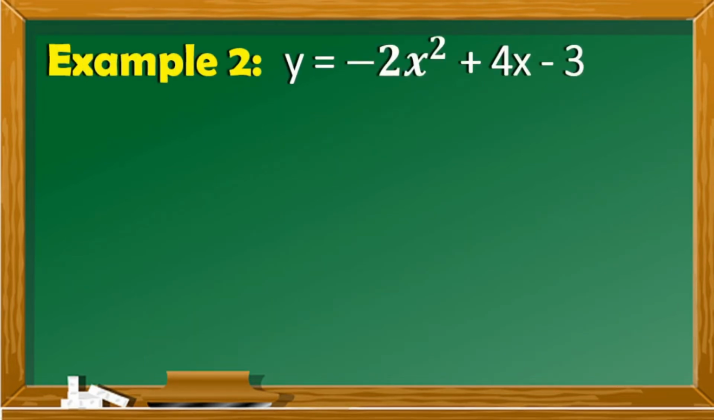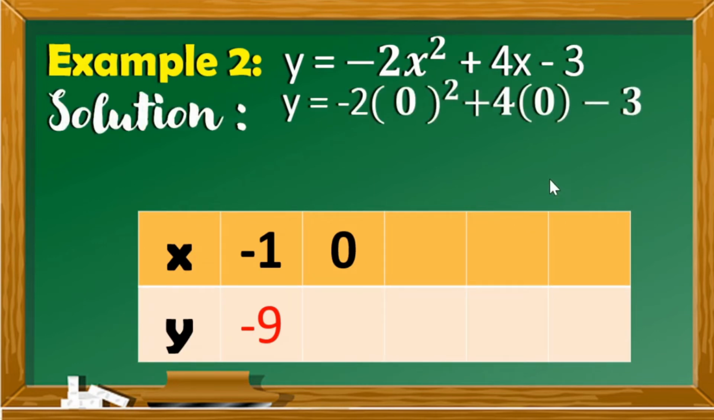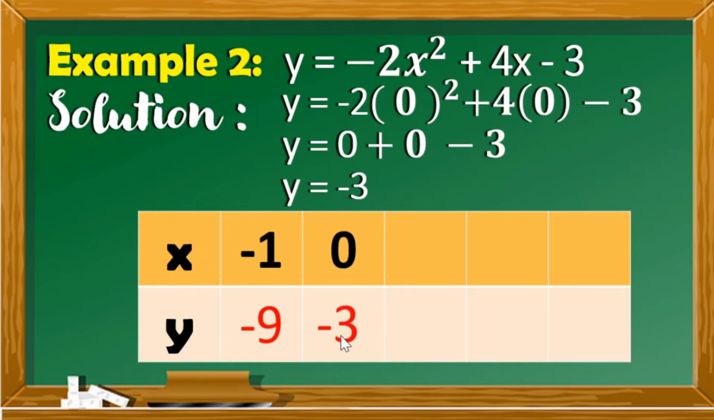If x is equal to 0, then replace all x by 0 and simplify. Showing our solution, y is equal to negative 2 times the quantity of 0 squared plus 4 times 0 minus 3. The quantity of 0 squared is equal to 0 times negative 2, that is equal to 0. 4 times 0 is equal to 0, minus 3. Simplifying, 0 plus 0 is 0, minus 3, and that is equal to negative 3. So if x is equal to 0, y is equal to negative 3.